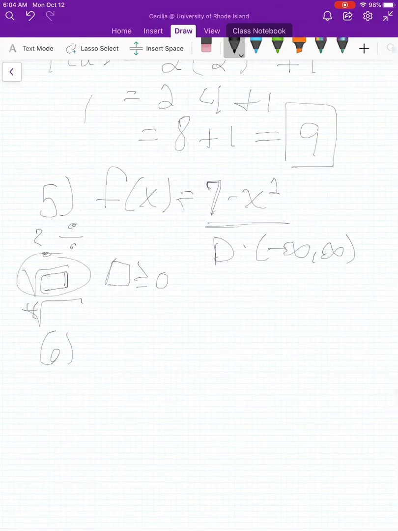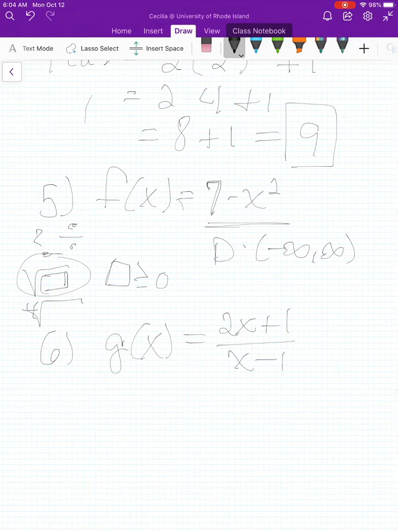Okay. The next problem asks us to find the domain for when g of x is equal to 2x plus 1 over x minus 1. So we have a quotient relationship, so we need to look at this and say, okay, when is a denominator equal to 0? Because that's what we cannot have. We cannot divide by 0. So this is a situation where we're going to look at that. So we say x minus 1 cannot be 0.